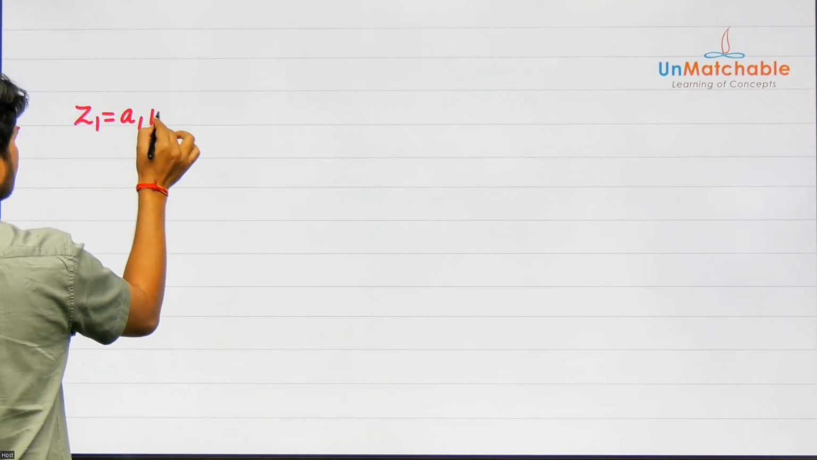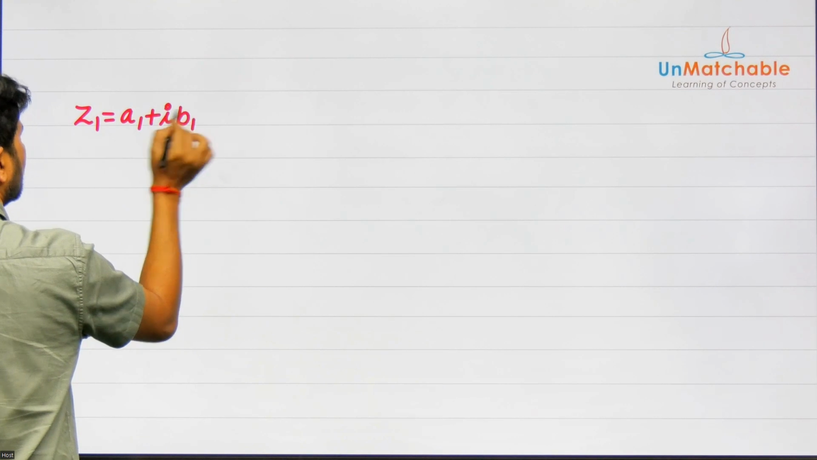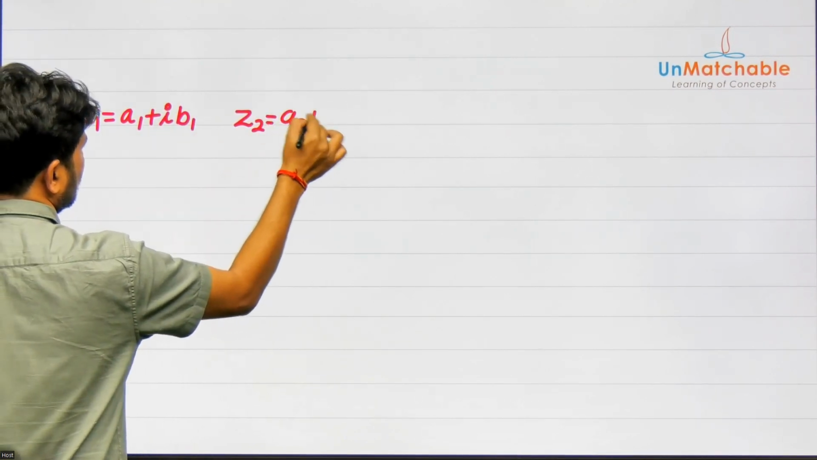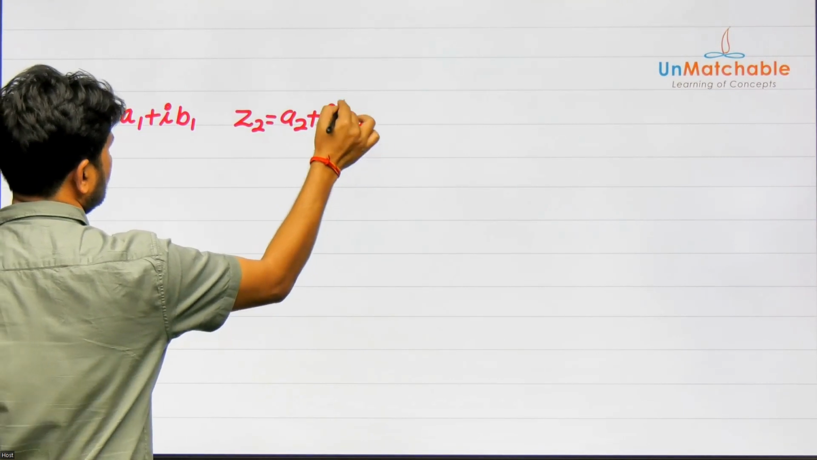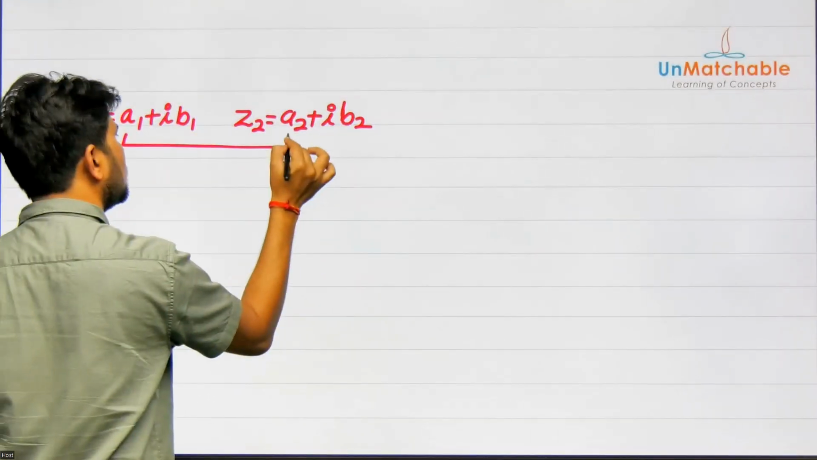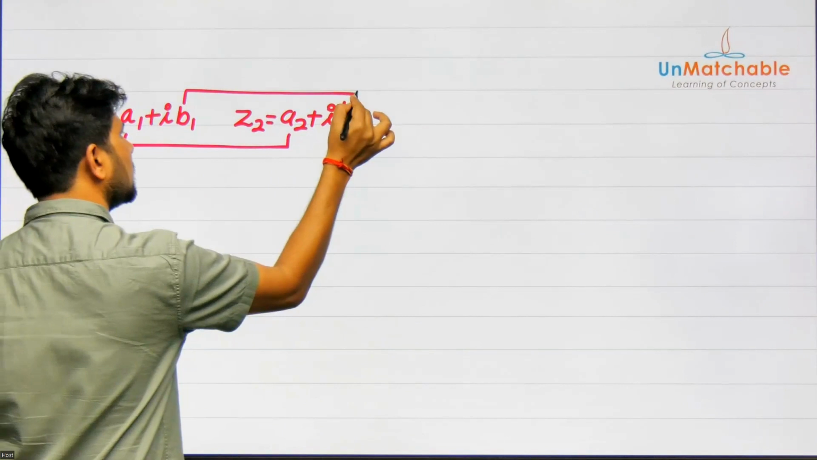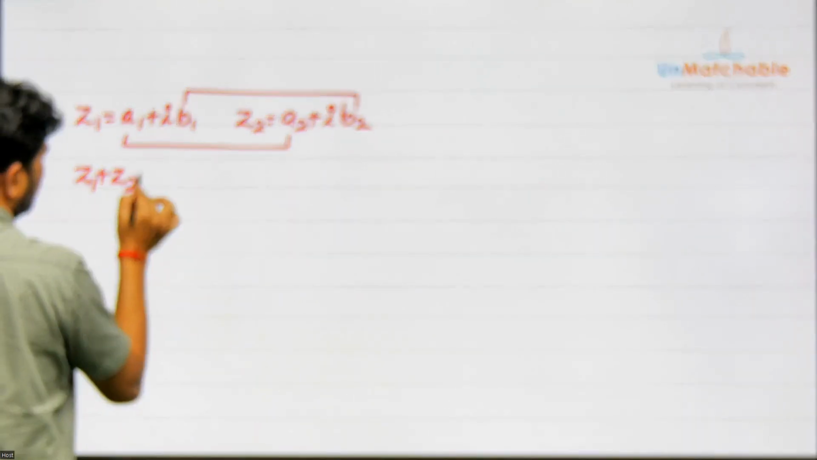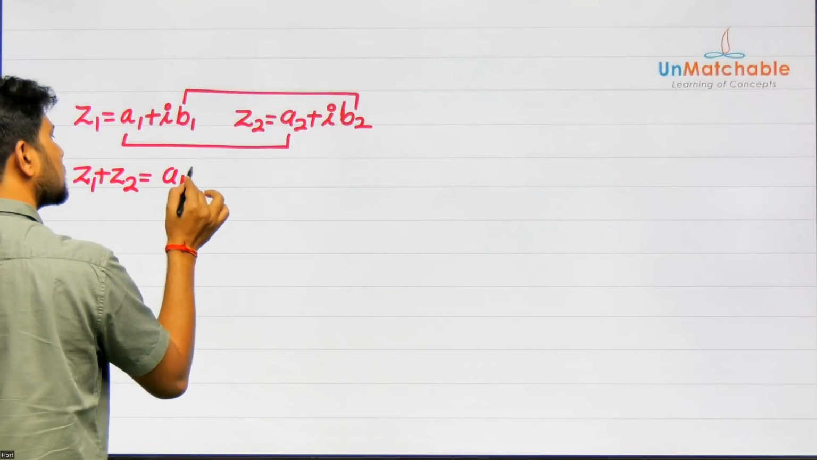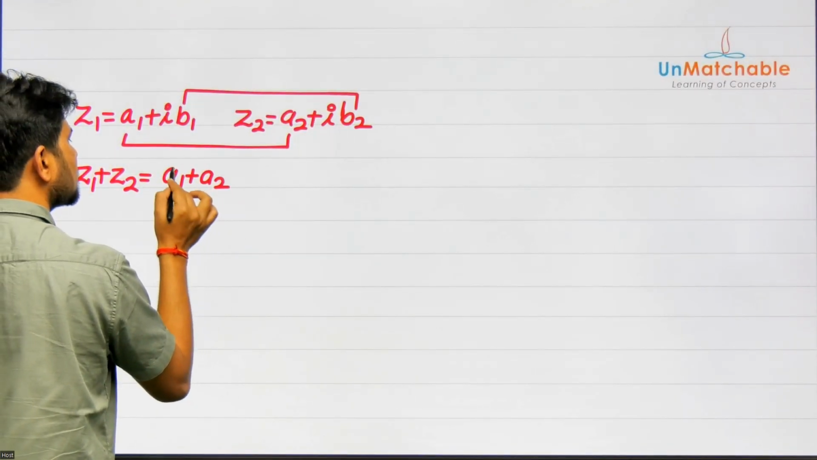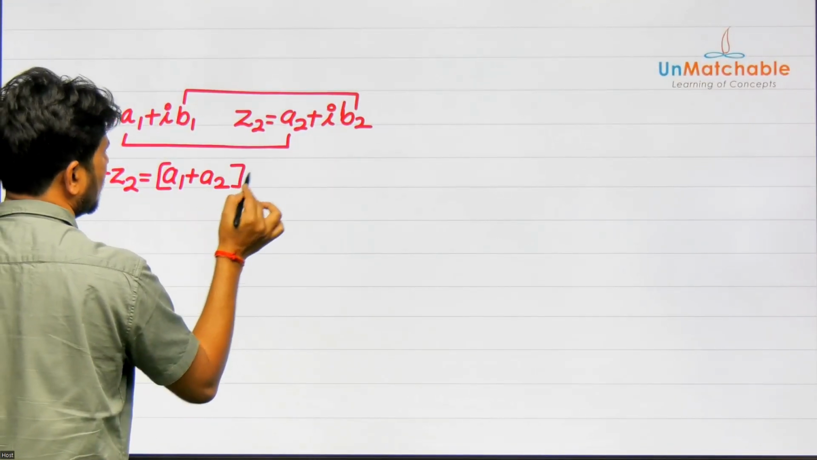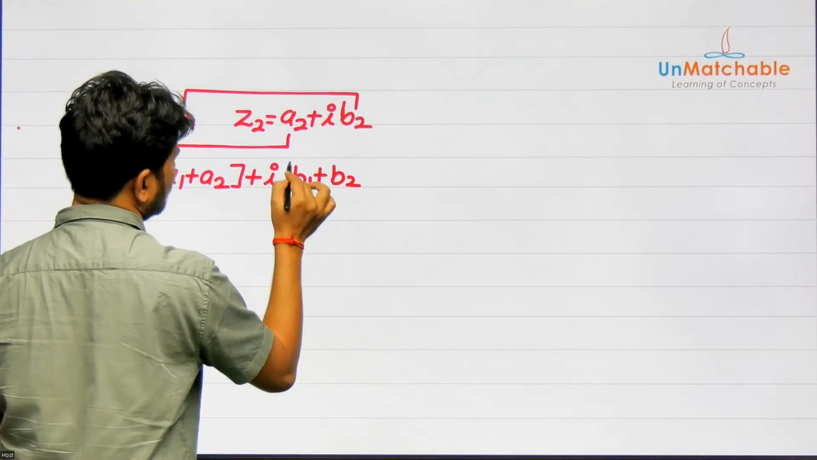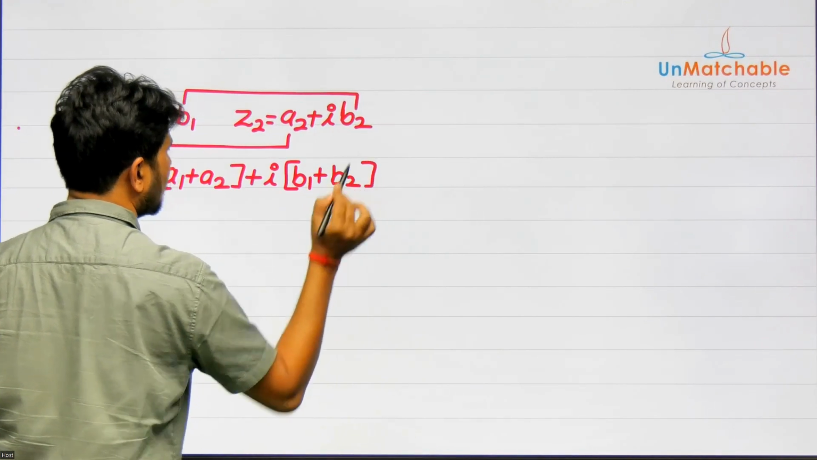Addition is pretty simple. If there is one complex number z1 is equal to a1 plus ib1, and then there is another complex number z2 is equal to a2 plus ib2, then you just need to add real part with real part, imaginary part with imaginary part. So if you are going to add z1 plus z2, it will simply become (a1 plus a2) plus i(b1 plus b2).